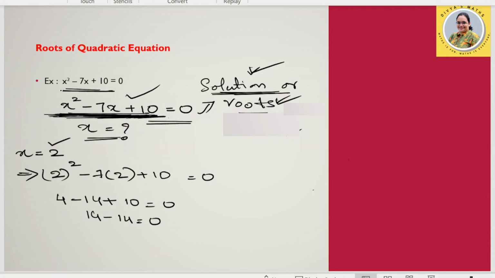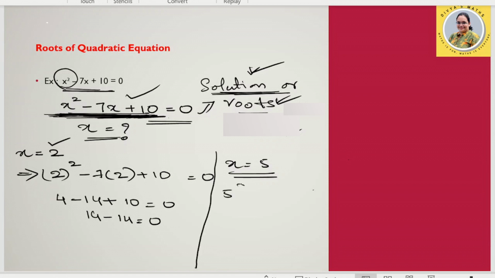Okay, see, it is a quadratic equation and the degree, the power of the quadratic equation is 2, right? So we have 2 roots. So one root is 2. Let us see what is the other root. So let us substitute x equals 5. So let us take x equals 5 here.